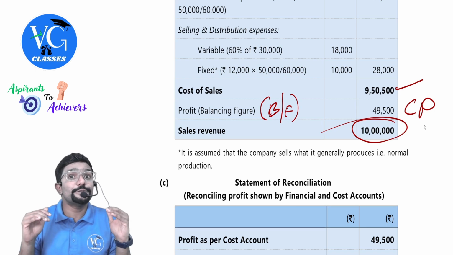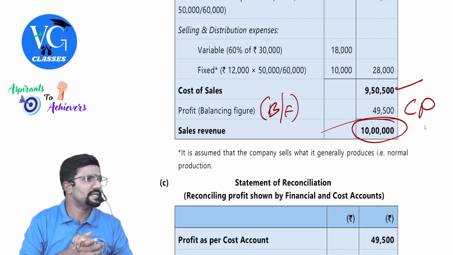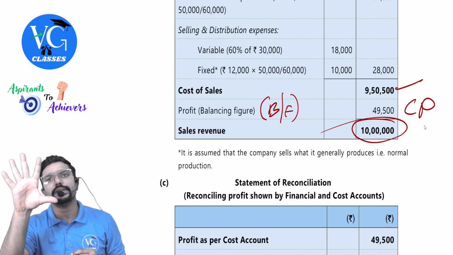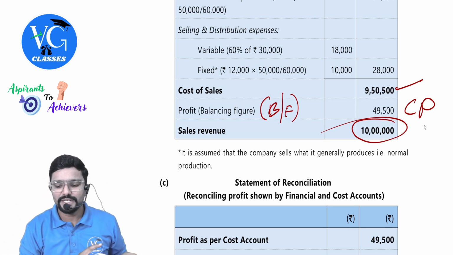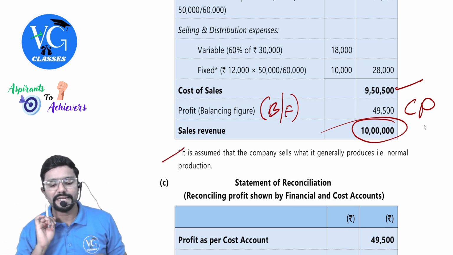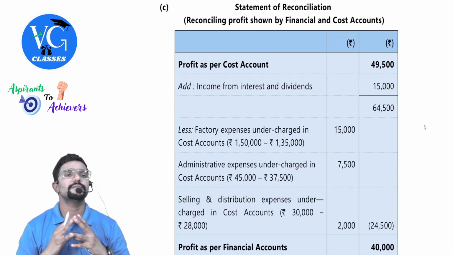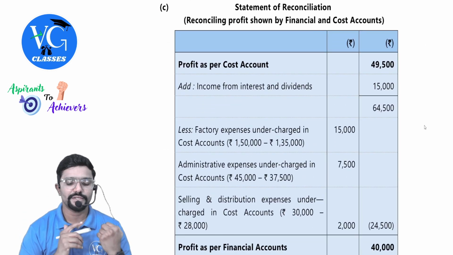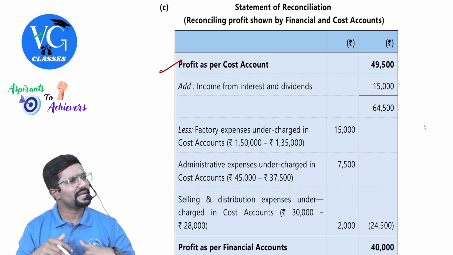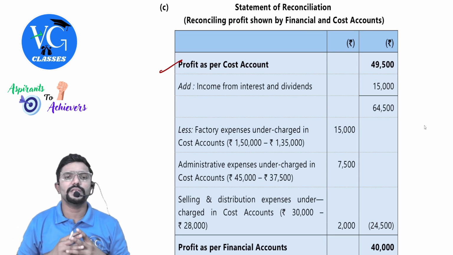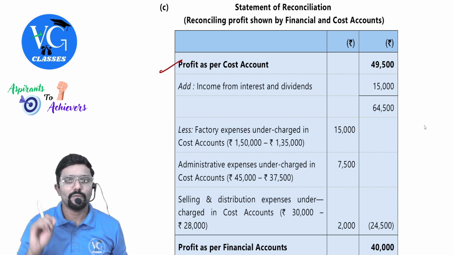They had a capacity to produce how much? 60,000. Did they produce so much? No, only 50. This sentence might be confusing. Please don't take it in a wrong way. The last part here, reconciliation. They have taken costing profit as a base. Sir, can I start with financial profit also? Nothing wrong.